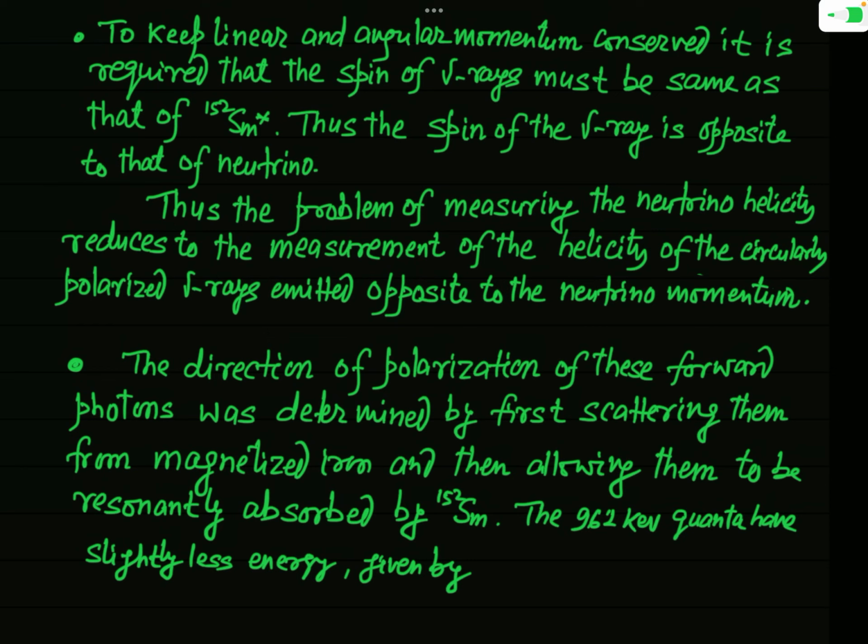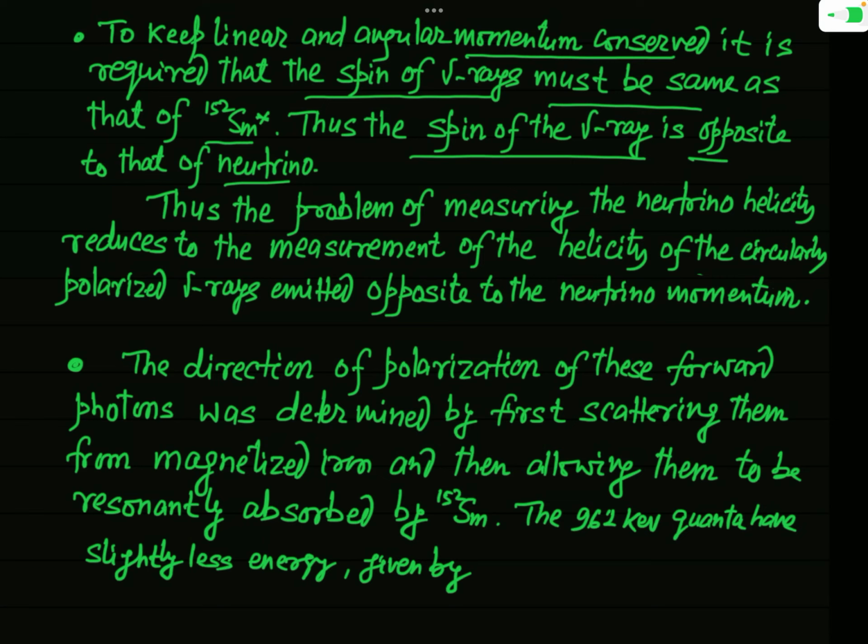All these things I have mentioned here. To keep the angular momentum conserved, the spin of the gamma ray must be the same as that of the excited Sm-152, and thus the spin of the gamma ray is opposite to that of the neutrino. So as I have told you, if you want to measure the helicity of the neutrino, you can measure the helicity of the gamma ray photon, and that will be equal to the helicity of the neutrino.